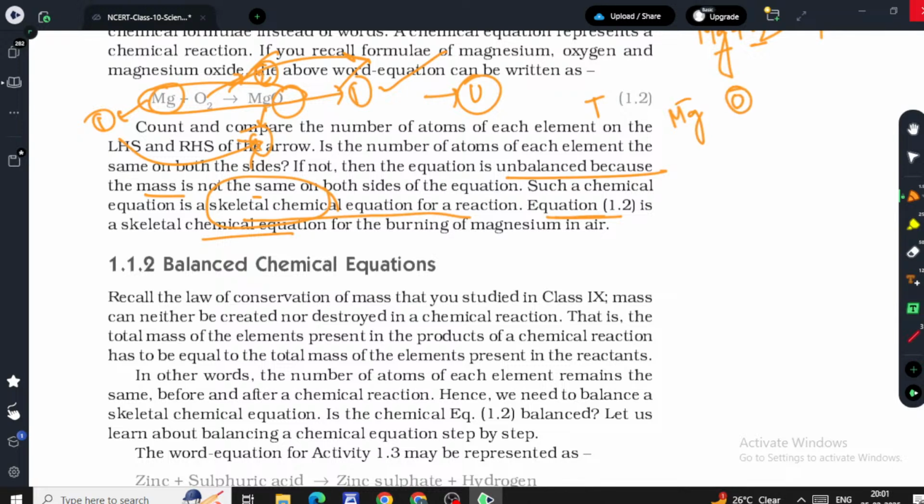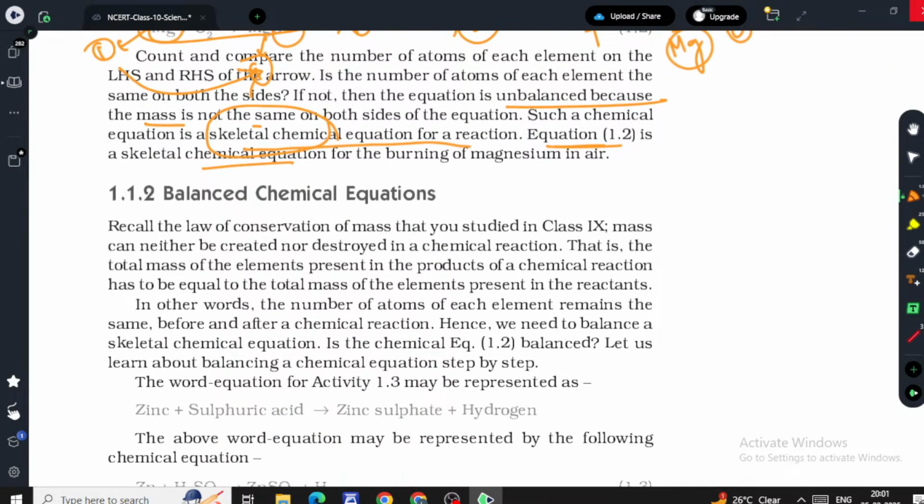magnesium, oxygen. Mass can neither be created nor destroyed in a chemical reaction. This is called the law of conservation of mass. It is very important if you are appearing for railway exams such as NTPC or Group D. The total mass of the elements present in the products of a chemical reaction has to be equal to the total mass of the elements present in the reactants. This is the law of conservation of mass. It is important from the perspective of railway exams.